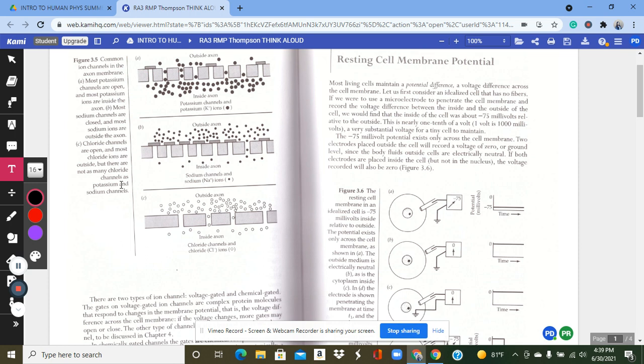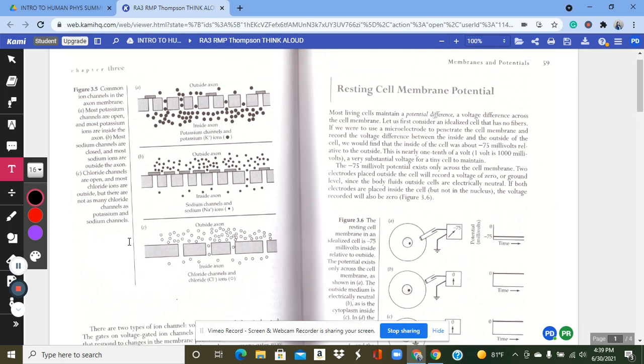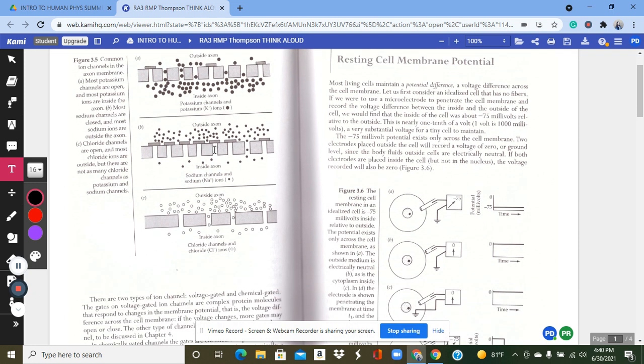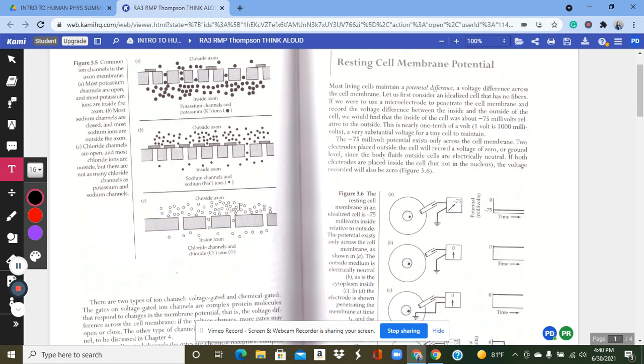And C. Chloride channels are open, and most chloride ions are outside, but there are not as many chloride channels as potassium and sodium channels. Okay, so in the potassium channels, there's more ions in the inside of the axons. In the sodium channels, there's more ions in the outside of the axon. But in the chloride channels, most of the ions are in the outside, but there's not as many chloride channels compared to the other channels.